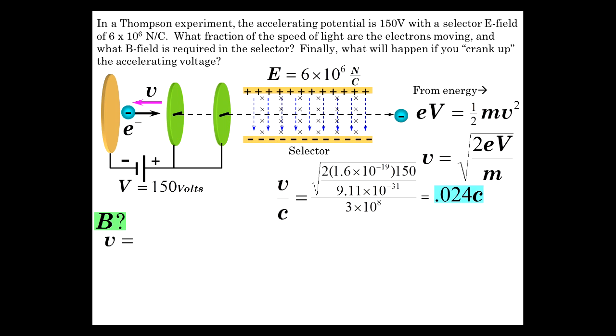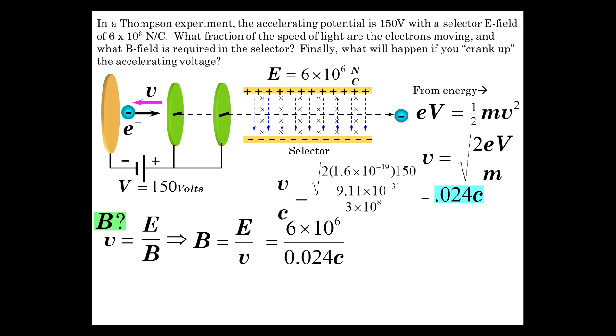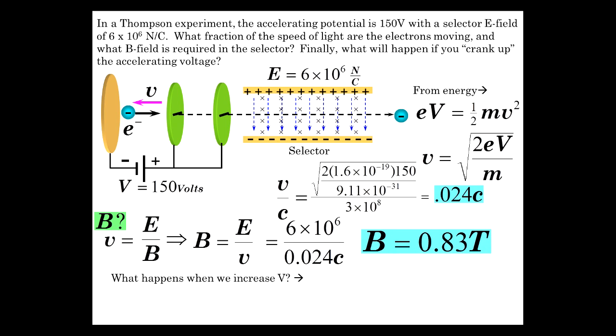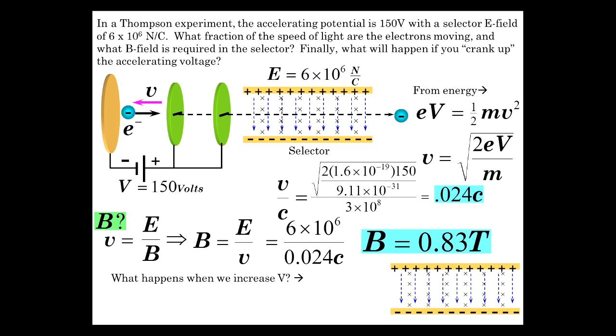What's the magnetic field needed? V is E over B, so B is E over V, the velocity. Plug the numbers in, and we get 0.83 Tesla.